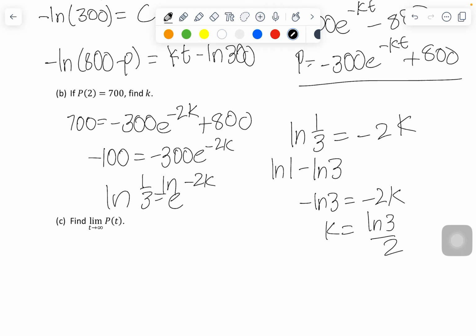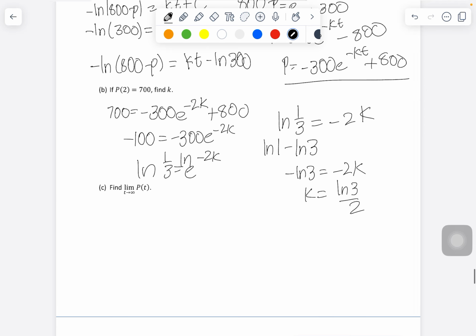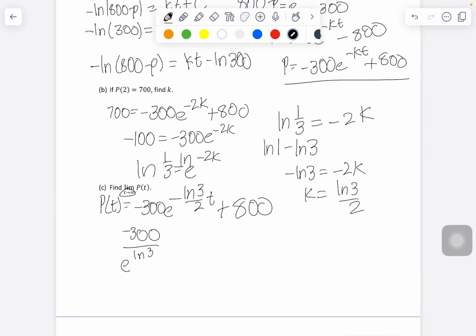And then, so our value for p of t would be negative 300 e to the negative ln of 3 over 2 times t plus 800. So as t approaches infinity, this term is going to get smaller and smaller. So this is a constant over infinity, so that will approach 0, plus 800 is equal to 800.